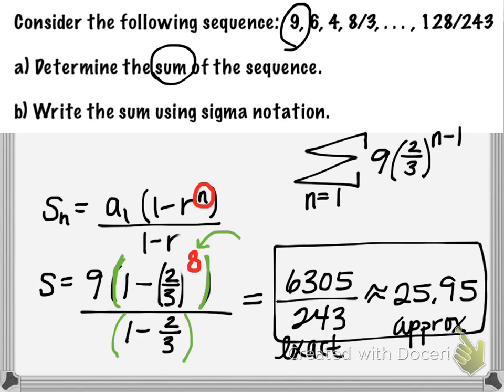Then we just need to figure out what's the last value that we want to substitute in so that we get 128 divided by 243 as the last term. And we found that that was 8. There were 8 terms in this sequence altogether, so then we would end at 8. And this is how the series would be written in sigma notation.